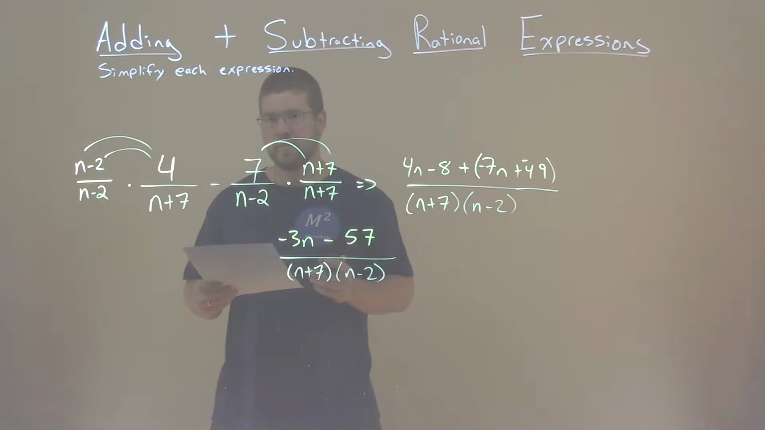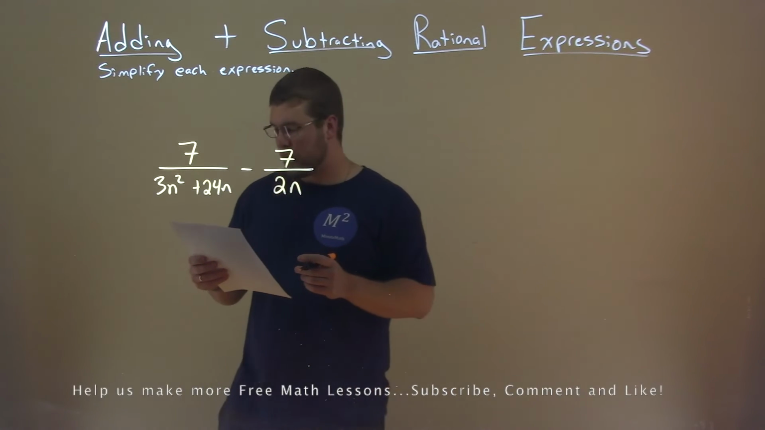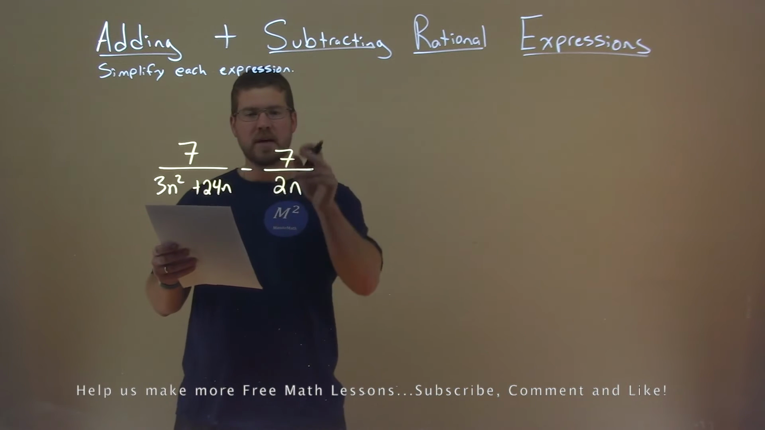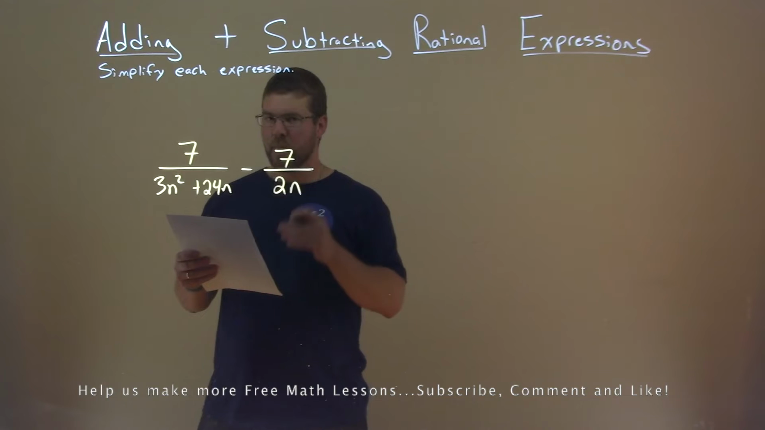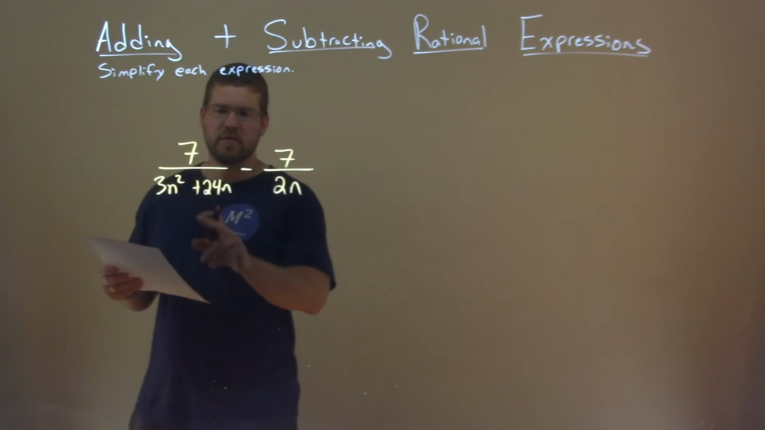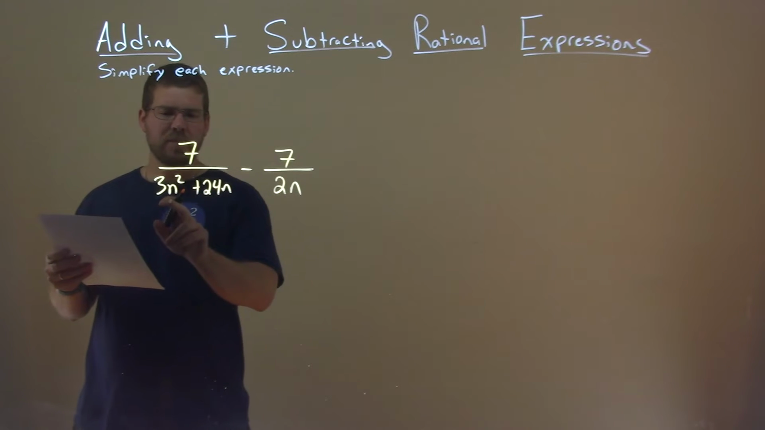We're given this expression right here, 7 divided by 3n squared plus 24n minus 7 over 2n, and we need to simplify this expression. Well, the first thing I noticed here is, this denominator right here, I can pull out a 3n here.